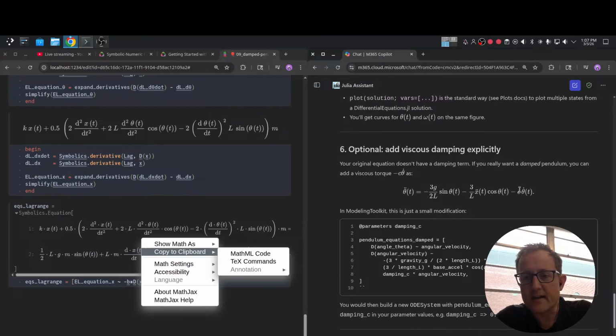So I do want to add viscous damping, but I don't want to add it to the theta dot term. I don't want a viscous torque.